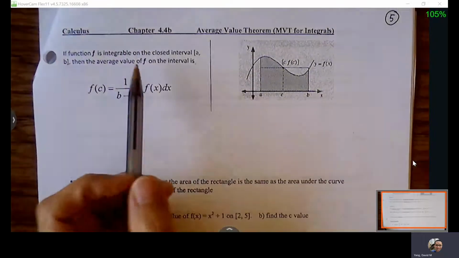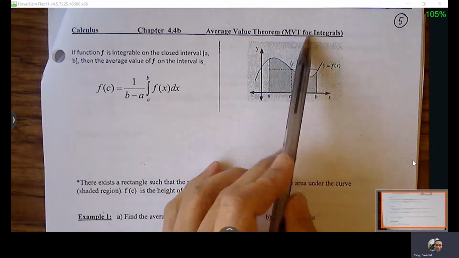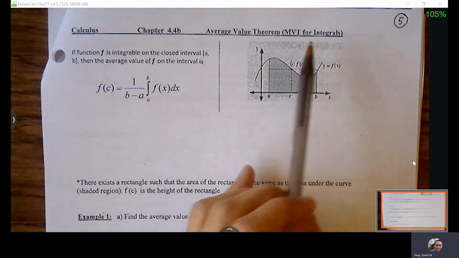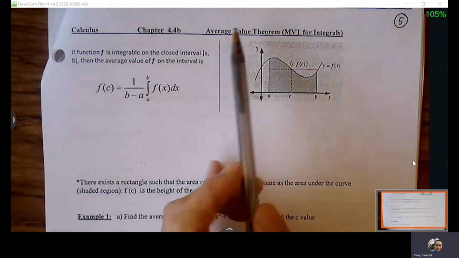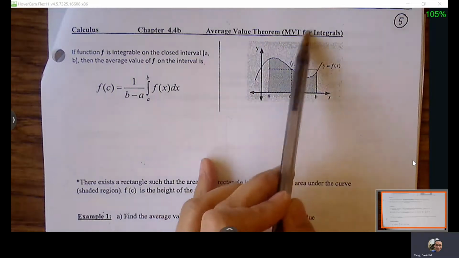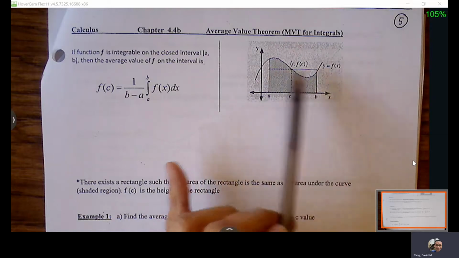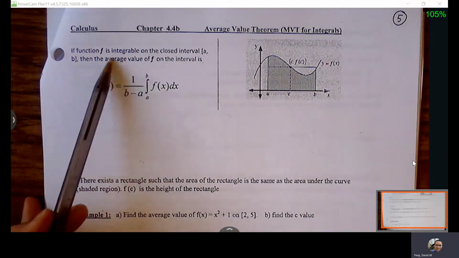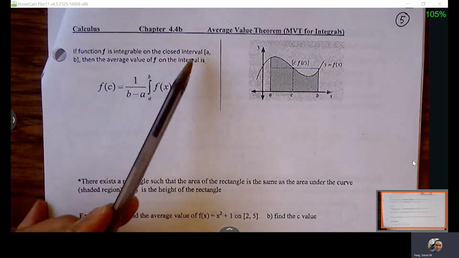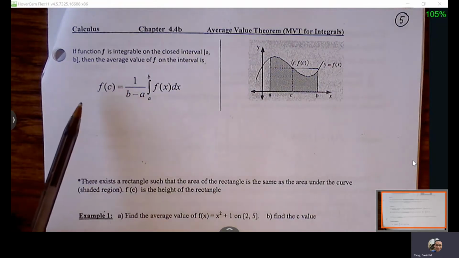So this is the second part of 4.4. This is average value theorem. Average value theorem is basically the mean value theorem for integrals. Okay, so with mean value theorem, we're able to guarantee a specific slope over the course of an interval. With the mean value theorem for integrals, we're able to guarantee a specific height for a rectangle. Right, so here's the formula, or here's the notes here. If function f is able to be integrated on the closed interval from a to b, then the average value is given by this average value theorem.